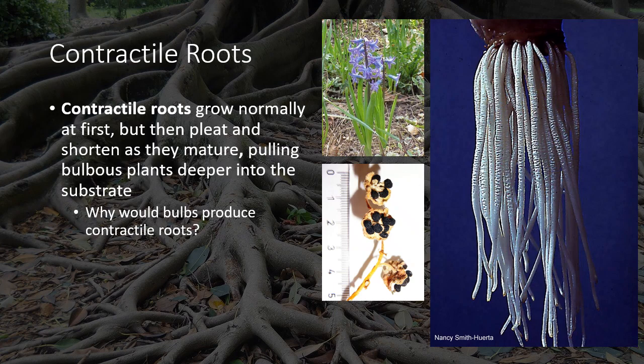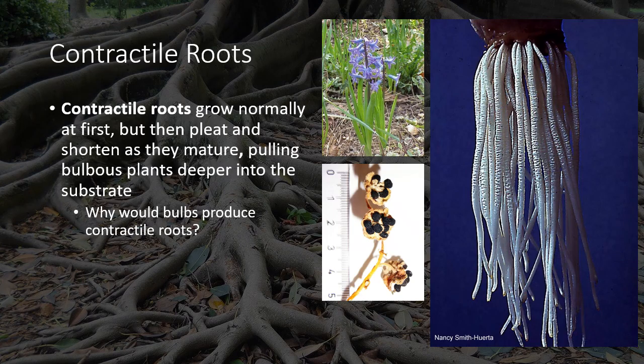Looking at these roots, you can see that if we go to the tips, the roots are pretty normal. But if we go back about halfway, the roots start to look all wrinkly, because they've actually started to pleat and shorten. So contractile roots grow normally at first, but once they mature, they start to pleat and shorten. And that helps pull these bulbous plants deeper into the substrate.